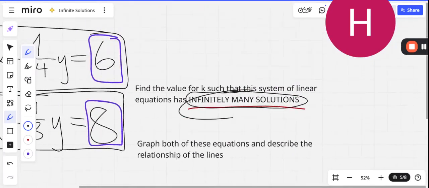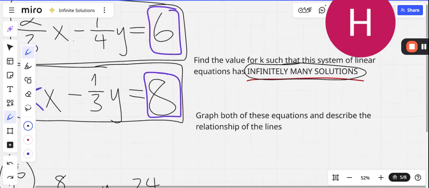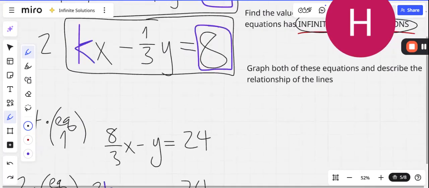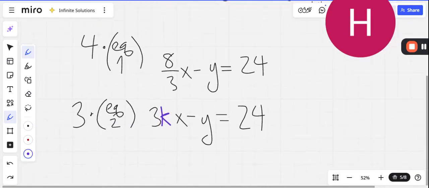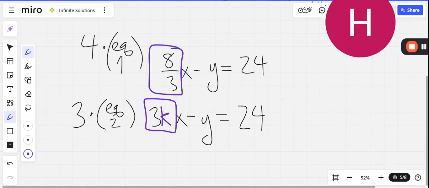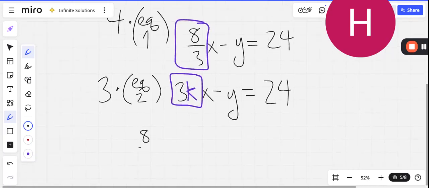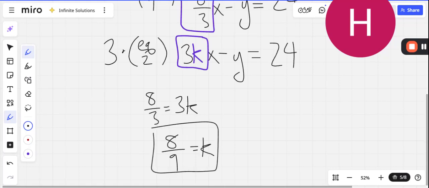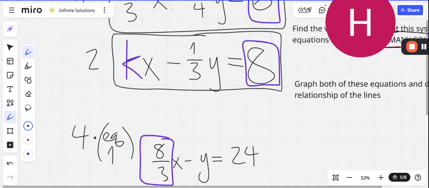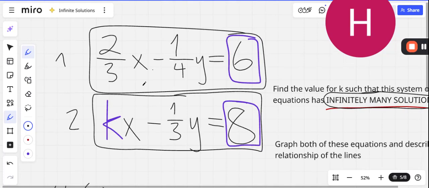Because we know that this is going to have infinitely many solutions. The equations, like I said earlier, should essentially be the same, or they can be turned into the same quite easily. So now that these are the same equation, I can match up the 8/3 with the 3k. So 8/3 equals 3k. And if I divide both sides by 3, I get 8/9 equals k. And that is our value for k. That is going to make this system have infinitely many solutions.